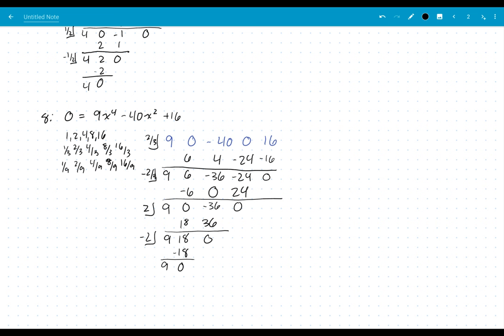So our function is 0 is equal to 9 times (x plus 2)(x minus 2)(x plus 2/3)(x minus 2/3). And that means our zeros are the numbers that we have right here, 2/3, negative 2/3, 2 and negative 2. So the roots of this equation are plus or minus 2 and plus or minus 2/3.